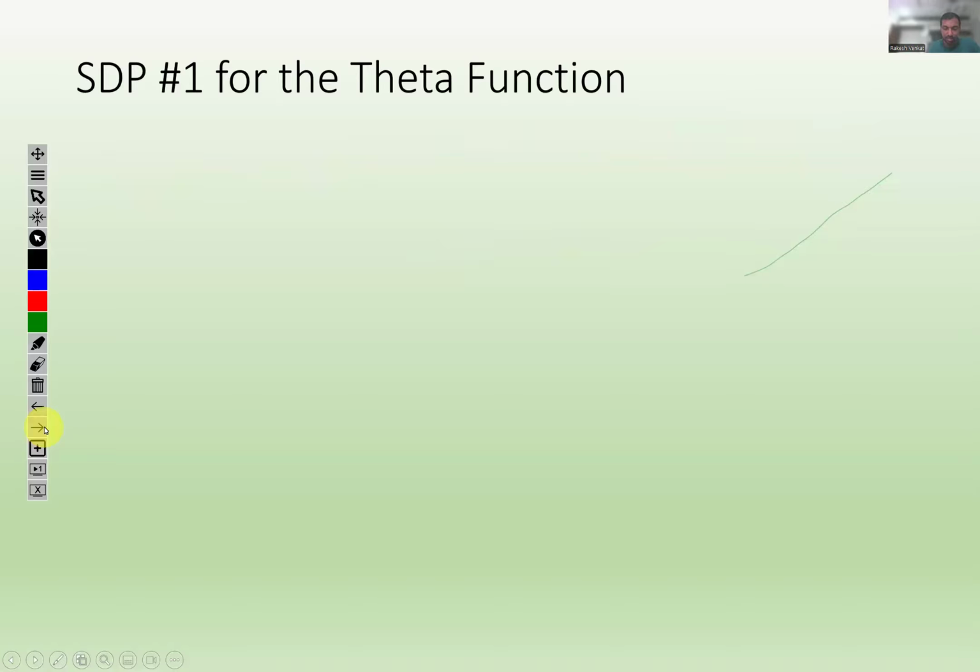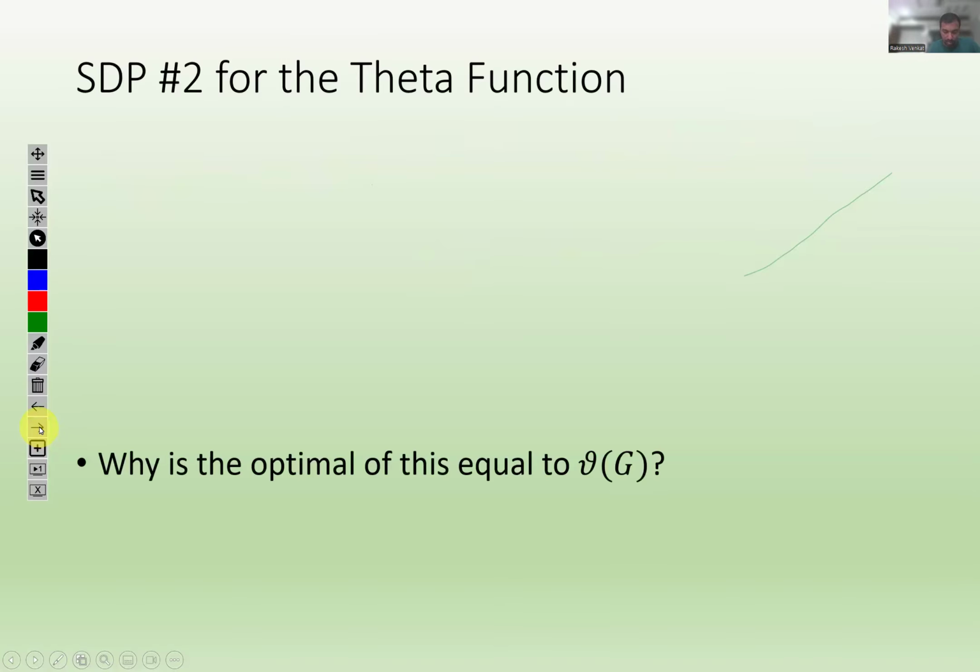So this is SDP1. I've already discussed this. I'll write down the second one, and then we will try to answer why the optimal of this is equal to theta of g. It's not going to be an obvious one. So in fact, what I'm going to do is, like before, because the theta function is related to geometric representations and you have vectors, I'm going to write it as a vector program first. And then you can think of this as an SDP.